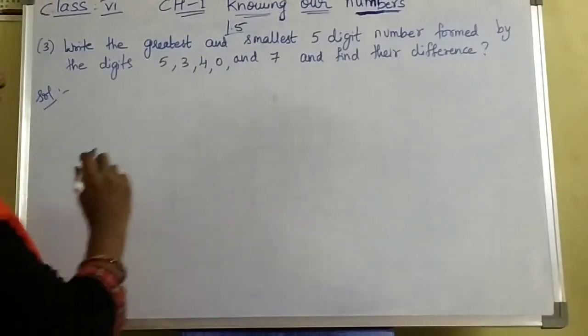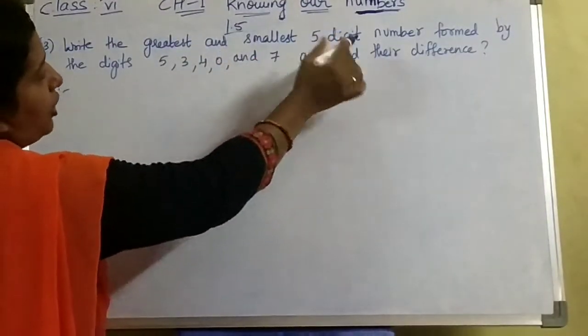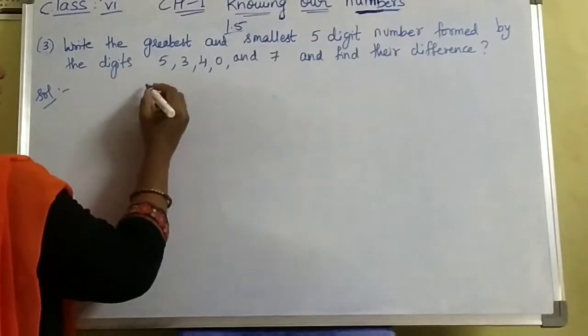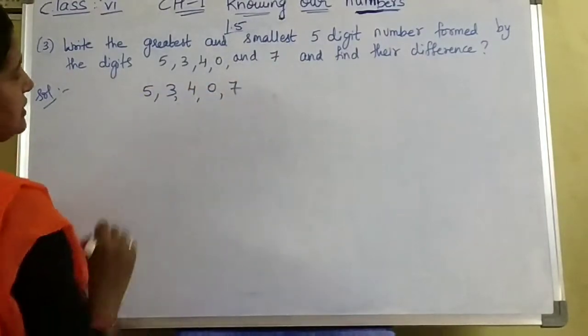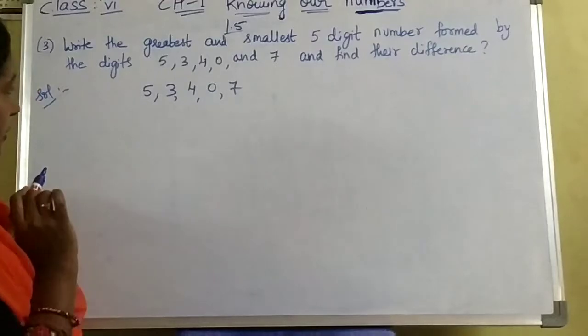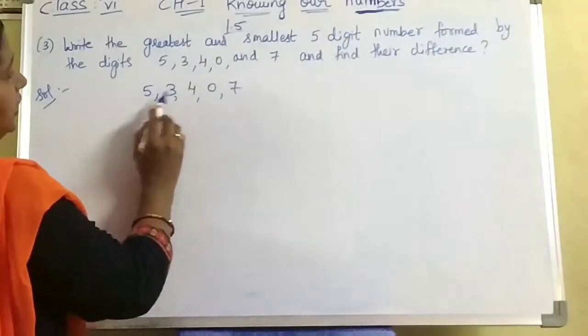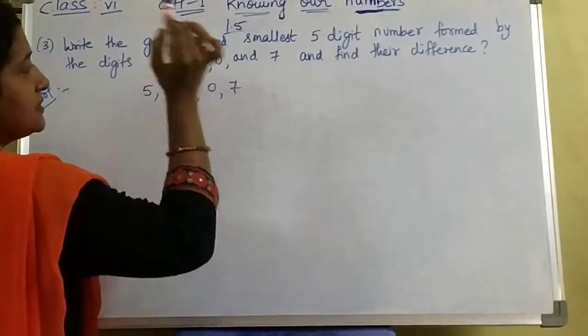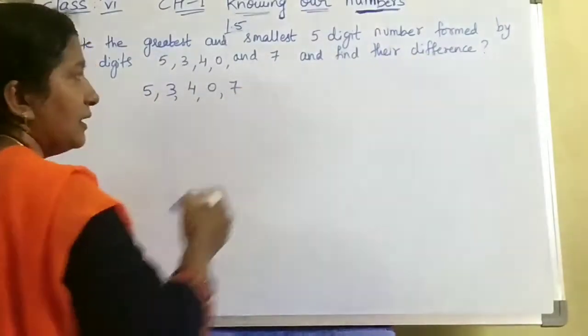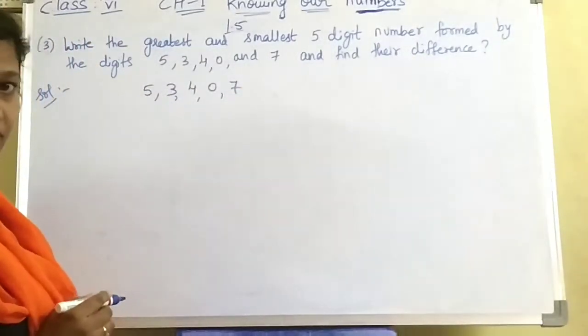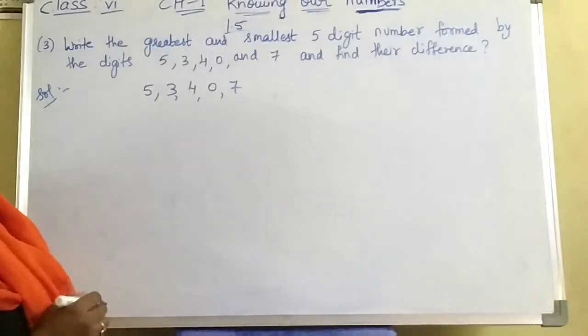Third word problem. Write the greatest and the smallest 5-digit number formed by the digits 5, 3, 4, 0 and 7. They are given 5 digits for you. Using these 5 digits, we should write the greatest 5-digit number and the smallest 5-digit number. Then we should find the difference. You know what is meant by difference, children? Difference is nothing but subtraction.